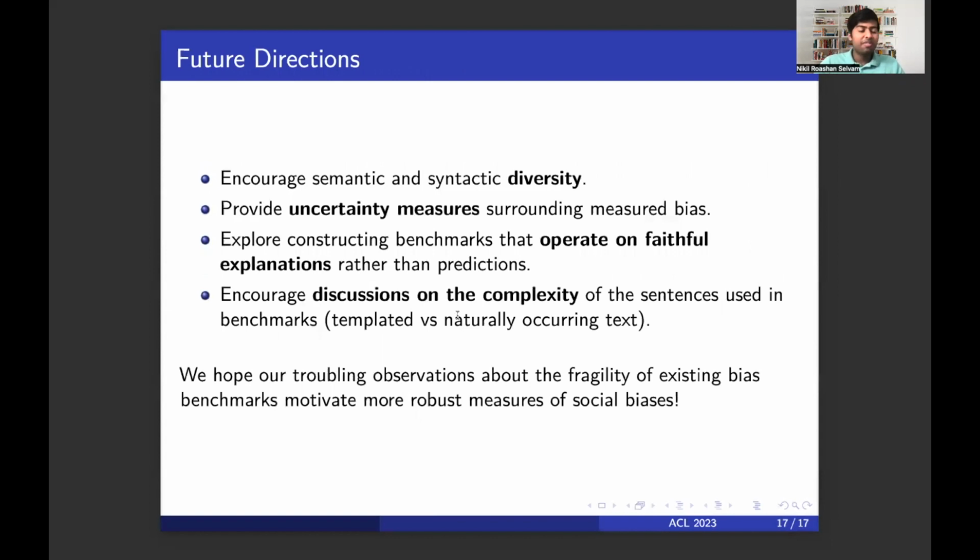This work results in a lot of interesting next steps. For starters, we encourage both syntactic and semantic diversity in the sentences that are used in these templated benchmarks. It would also be fruitful to provide uncertainty measures surrounding measured bias as opposed to just providing a single number. Another exciting future direction is to explore constructing benchmarks that operate on faithful explanations of the model's predictions rather than the predictions themselves. Overall, we hope that our troubling observations about the fragility of these existing bias benchmarks motivate more robust measures of social biases.